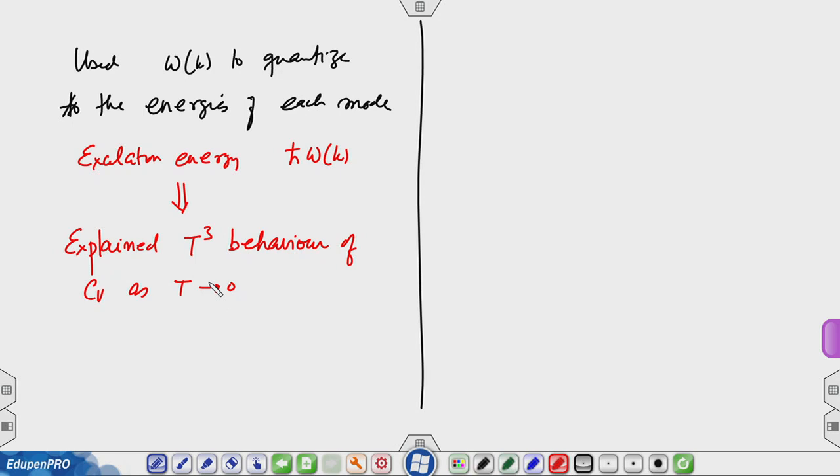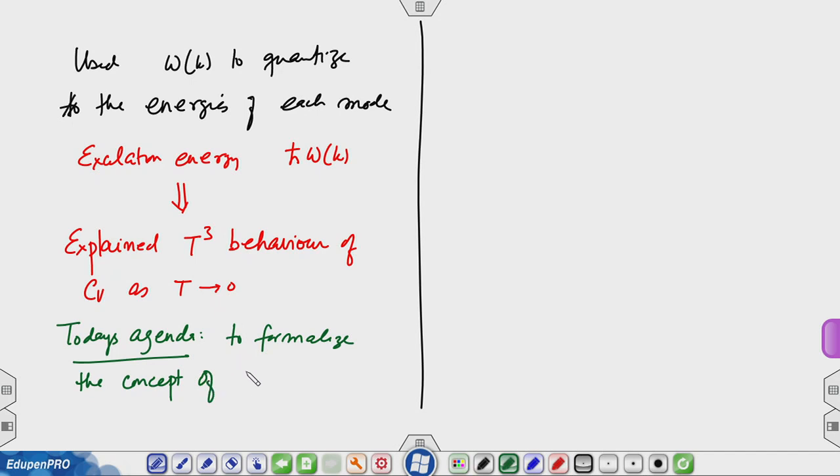What I want to do today is formalize, today's agenda, if you will, to formalize the concept of this quanta of vibration. And if you have noticed, in the past 3 lectures I have not used the word phonon, and this I am going to call a phonon.